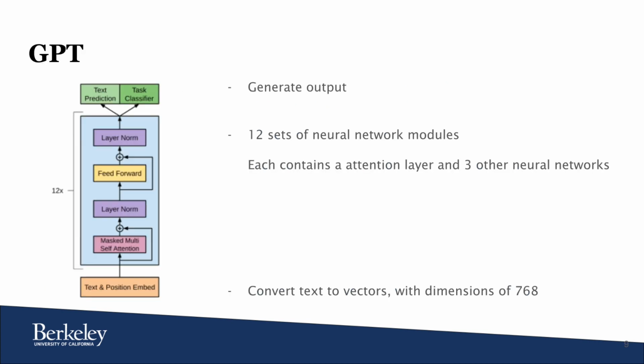Here is the structure of GPT-2. We can see from the bottom to the top. First, it converted text to vectors with a dimension of 768. And in the middle part, there are 12 sets of neural network modules. Each module contains the attention layer together with 3 other neural networks. Finally, it can generate the output for text prediction.